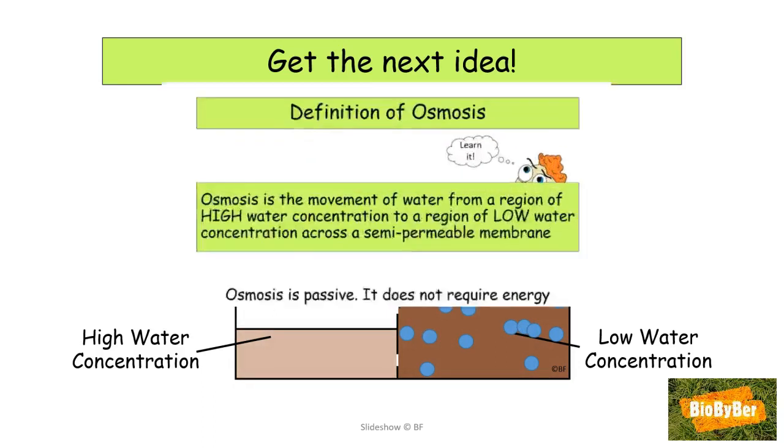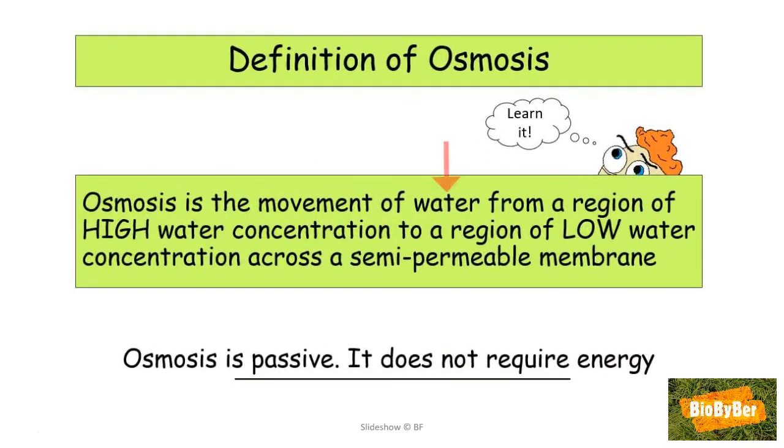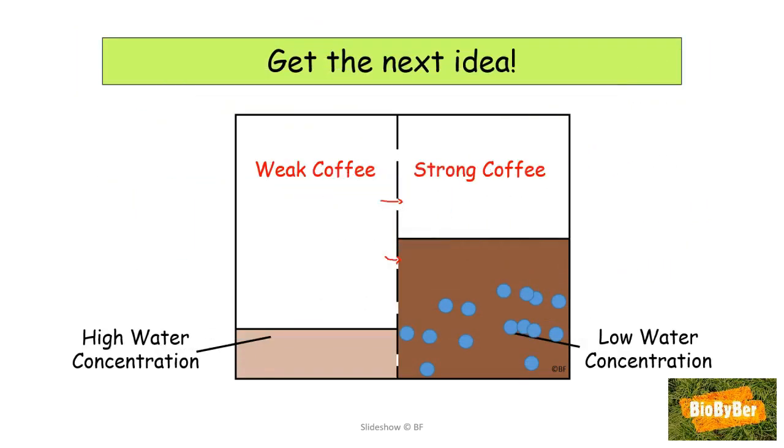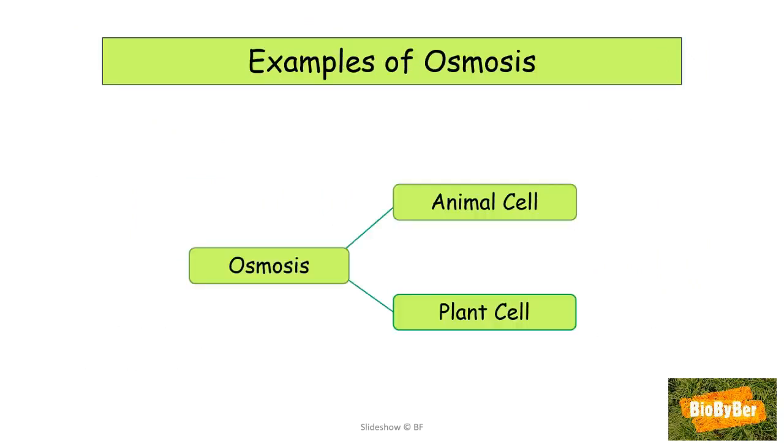Now you should be able to get the idea that osmosis is the movement of water from a region of high water concentration to a region of low water concentration across a semi-permeable membrane. Let's have a look at some examples of osmosis. Specifically, an example of osmosis in an animal cell, that is, in a red blood cell, and an example of osmosis in a plant cell.